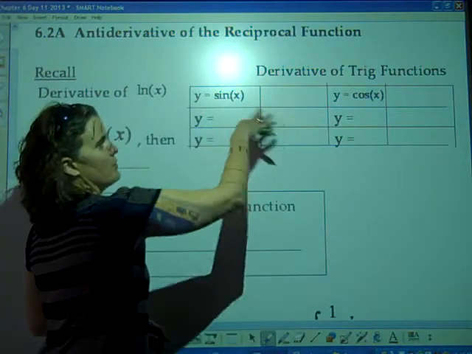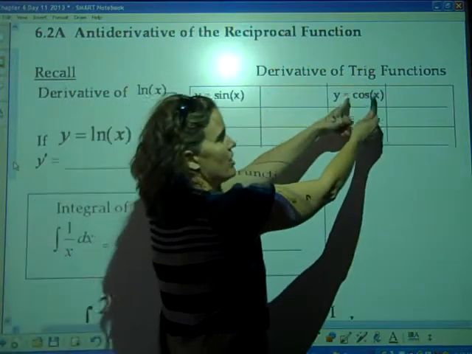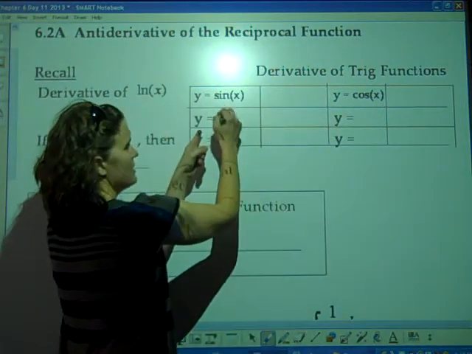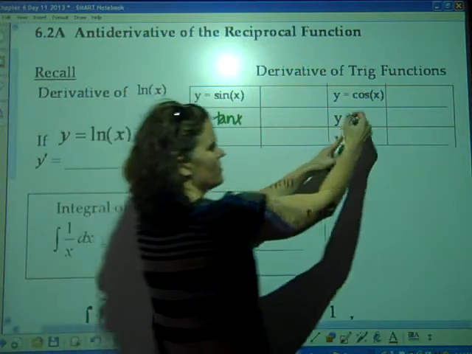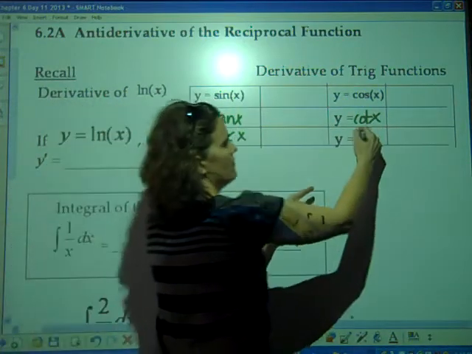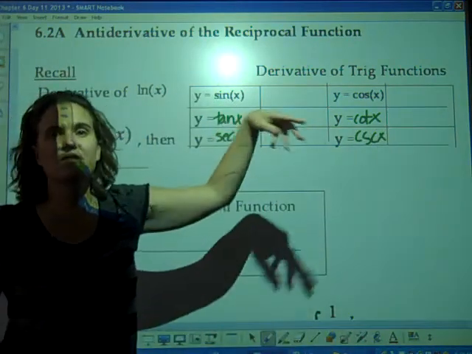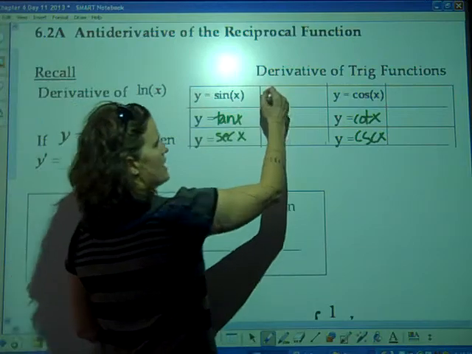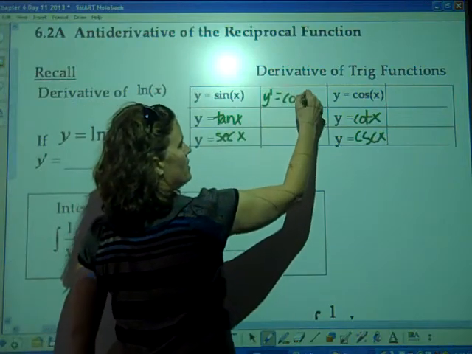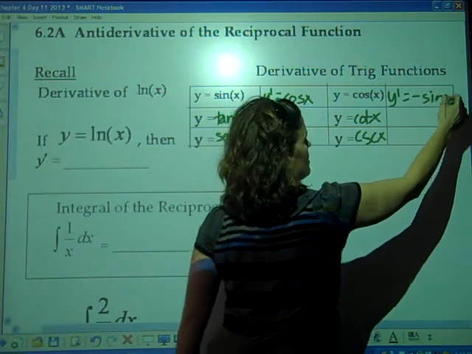So hopefully you guys remember how to fill in this table. Remember that you have sine and the cofunction over here, cosine. This guy is tangent, and over here is the cotangent. And this guy is secant, and over here we have cosecant. We're talking about the derivative of the trig functions. For the derivative of sine, y prime is cosine. The derivative of cosine is negative sine.